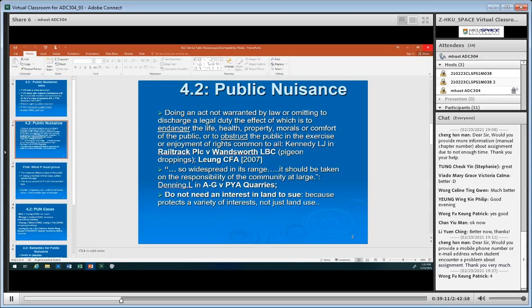Pigeon droppings. Well, I've actually sat on benches in Hong Kong having my coffee, and suddenly I'll get a little bit of extra cream. Oh my goodness, the pigeons were in the tree over here.